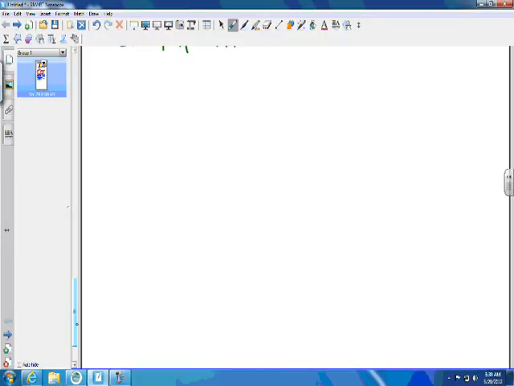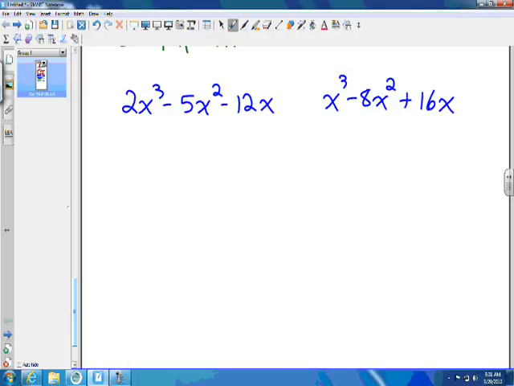Another one just like that. 2x to the third minus 5x squared minus 12x is your first one. x to the third minus 8x squared plus 16x. So what's the first step we do on these? Is there a common term in the first? So we can take an x out front, just like on the last one.